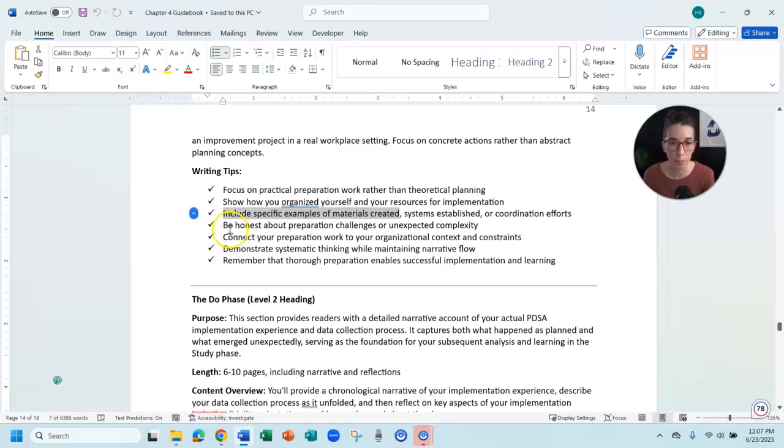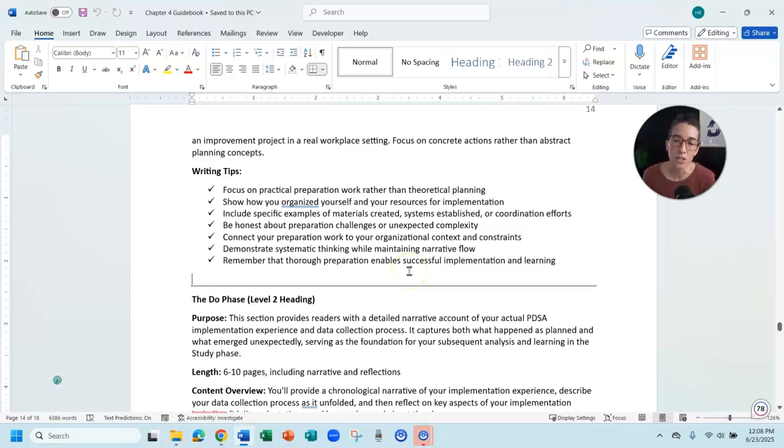Be honest about preparation challenges or unexpected complexity. Do not try to just sugarcoat everything. We really want these honest reflections. Connect your preparation work to your organizational context and constraints. Demonstrate systematic thinking while maintaining narrative flow. That's big. You can do that with organization, maybe some level 3 headings. And remember that thorough preparation enables successful implementation and learning.